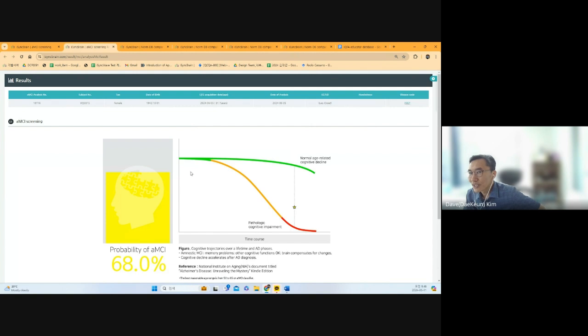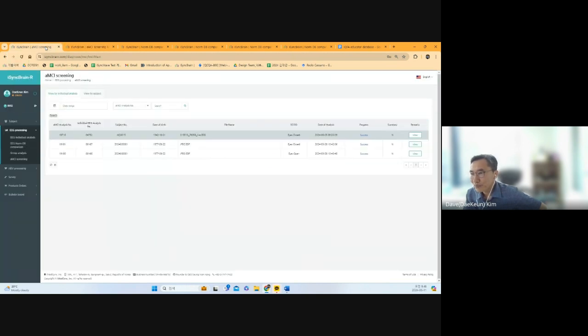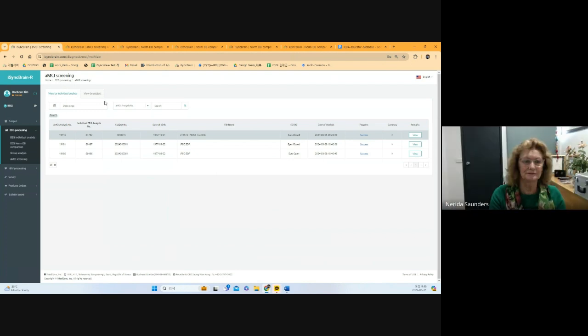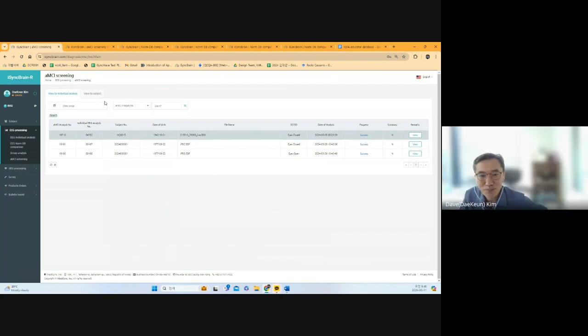So we can use this kind of iSyncBrain features for understanding MCI. I think that this is the brief iSyncBrain introductory material for understanding MCI.